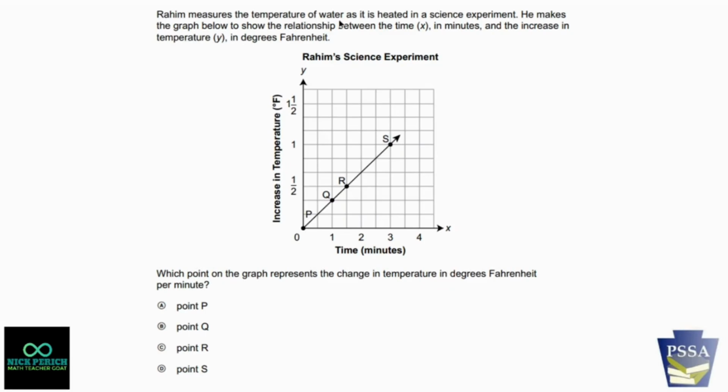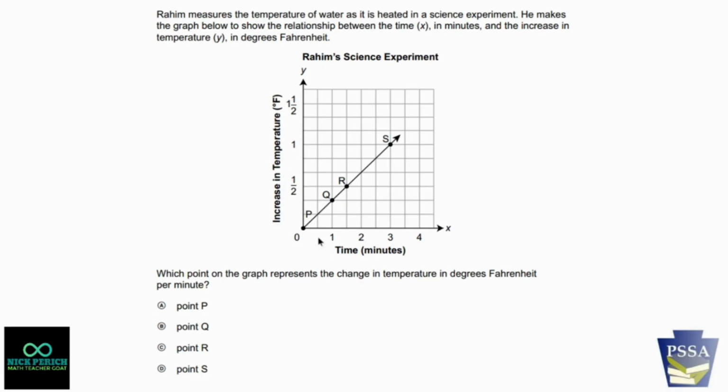Raheem measures the temperature of water as it is heated in a science experiment. He makes the graph below to show the relationship between the time x in minutes and the increase in temperature y in degrees Fahrenheit. So let's take a look at his graph. As time goes up, the temperature goes up too.